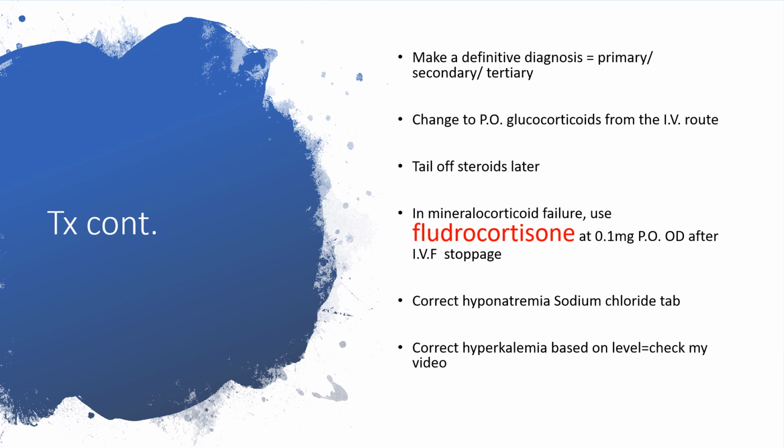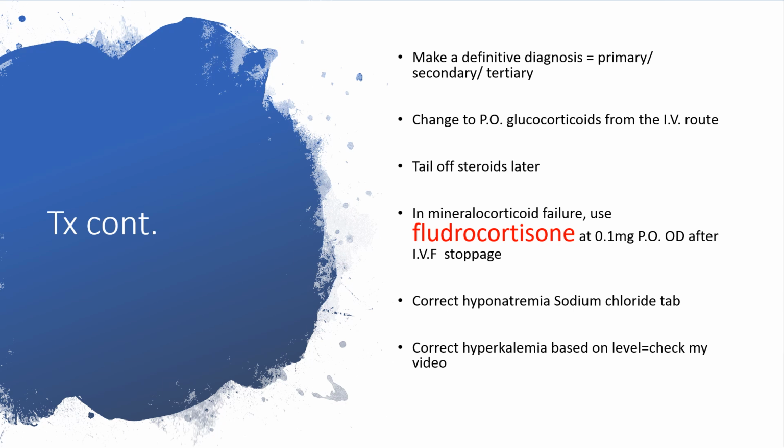In mineralocorticoid failure, we will use fludrocortisone. You could see that highlighted boldly. Fludrocortisone is life-saving in mineralocorticoid failure in Addison's disease. And we'll give that at a dose of 0.1 milligram once daily after we have stopped the intravenous infusion.